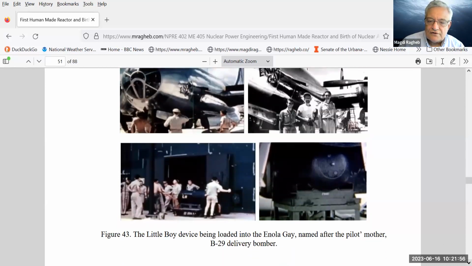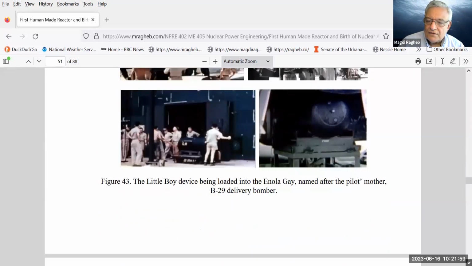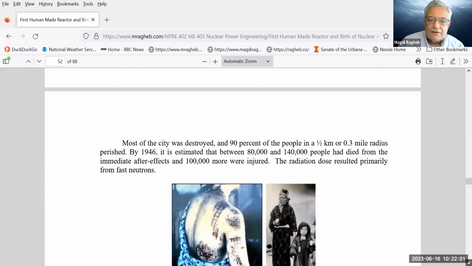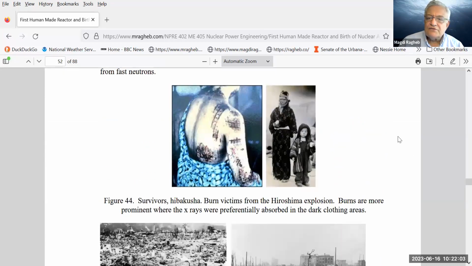Today, those devices are very much miniaturized. The process generates, as we know, neutrons from the fission process, and X-rays, and the X-rays get absorbed in any dark material, and that causes fires. Here is a picture of the survivors. These people survived the bombing, but you could see that the X-rays were absorbed in parts of the dress that were dark, so that caused burns.